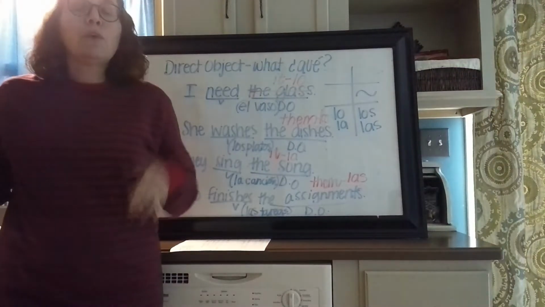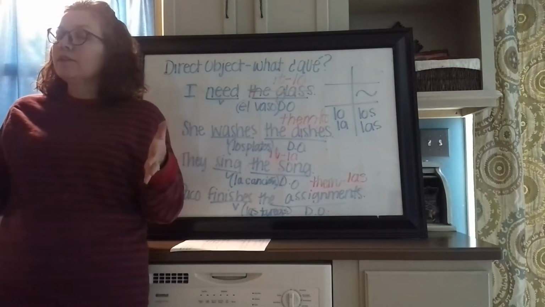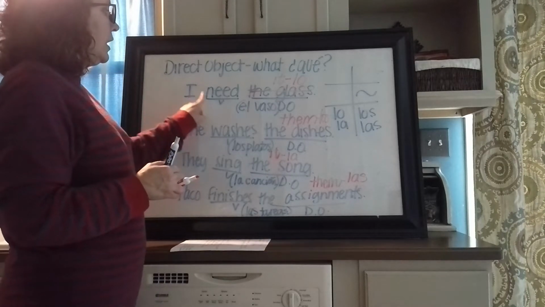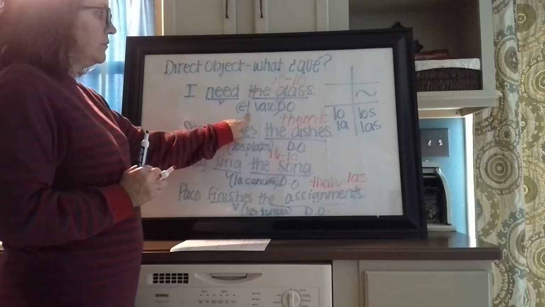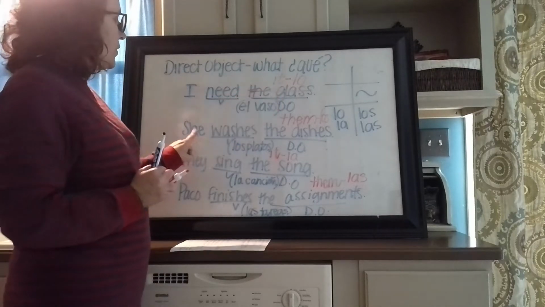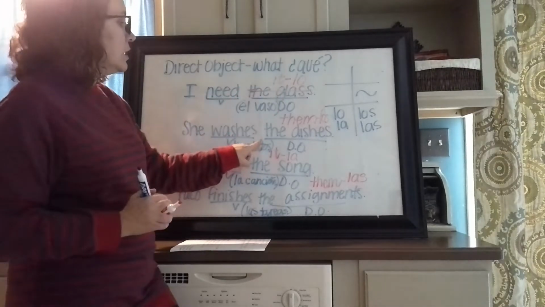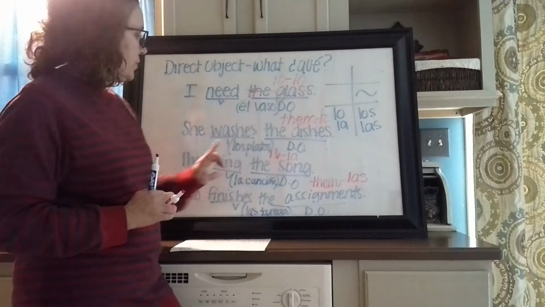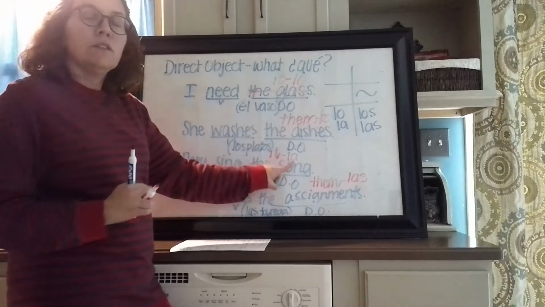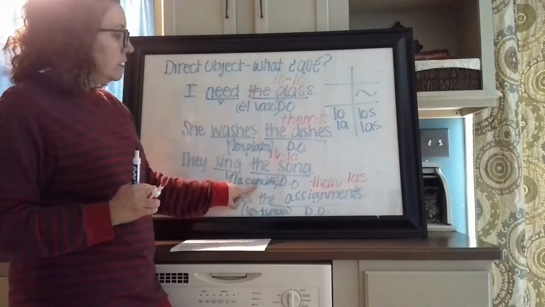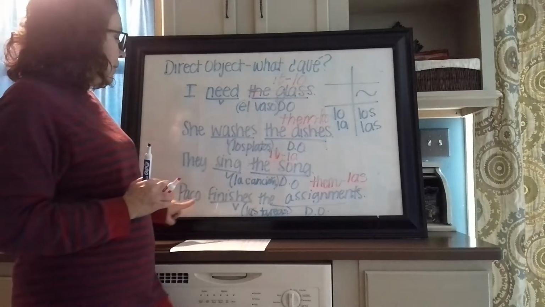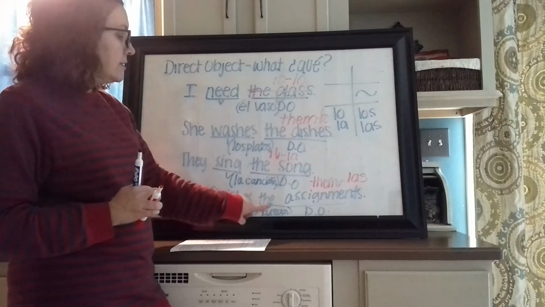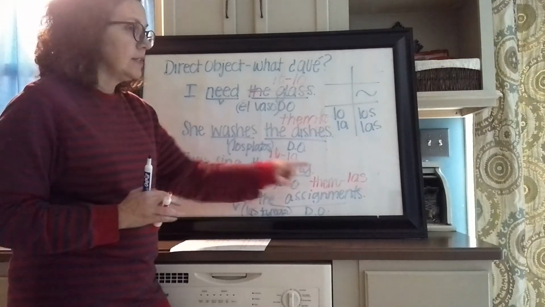Okay, so that's how we have determined so far which direct object pronouns we are going to use. I need the glass, el vaso. El vaso, lo. She washes the dishes. The dishes are los platos. Los platos replaced with los. They sing the song. The song is la canción, replaced with la. And Paco finishes the assignments. Assignments is las tareas, replaced with las.